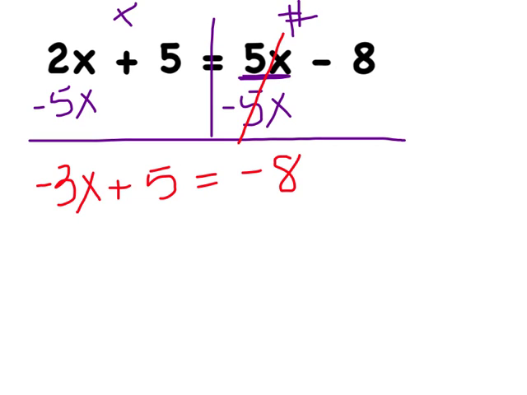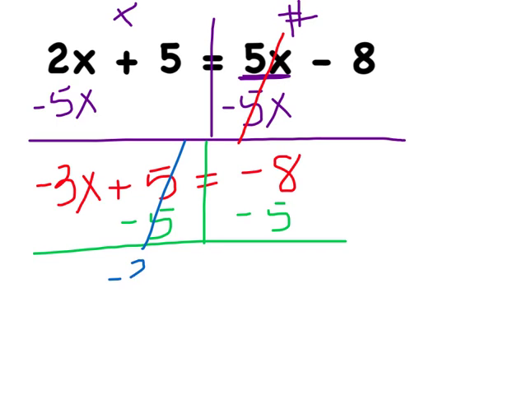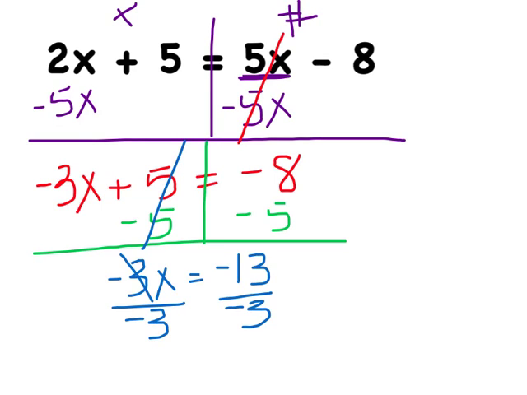Now we're going to draw our t again. Now we have numbers on the left side, on our x side, that we want to get rid of, so we're going to subtract 5 from both sides. That cancels. We're left with negative 3x equals negative 8 plus negative 5, which is negative 13. We're going to divide by negative 3 to get x by itself.